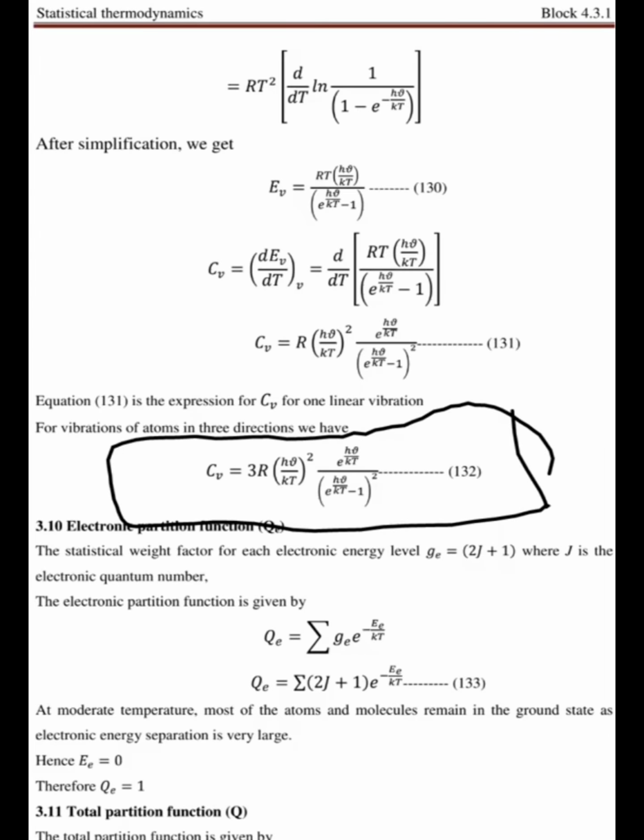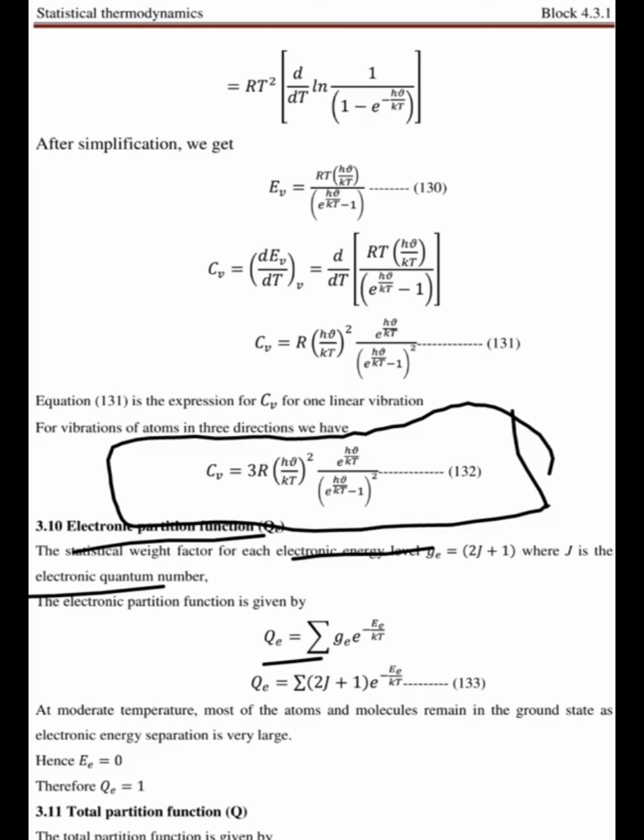So next is the electronic partition function. Here the statistical weight factors for the electronic energy level, where J is the electronic quantum number, and for the electronic energy level, g is equal to 2J plus 1, where J is the electronic quantum number. Q is equal to summation of g into e to the power of minus E by kT.